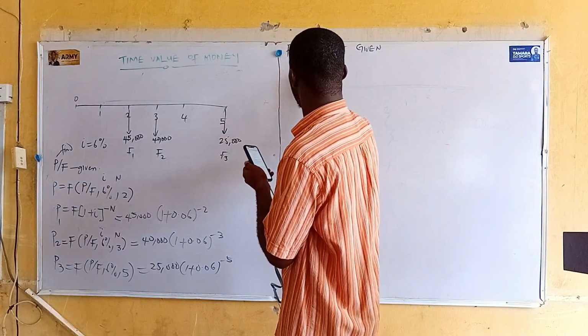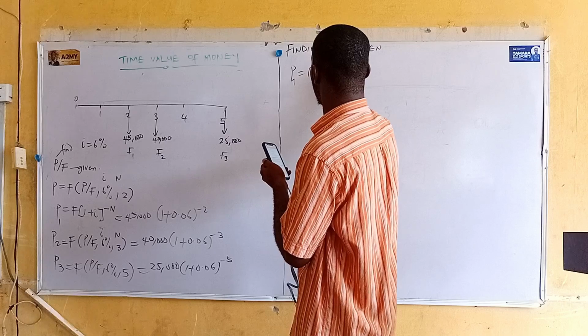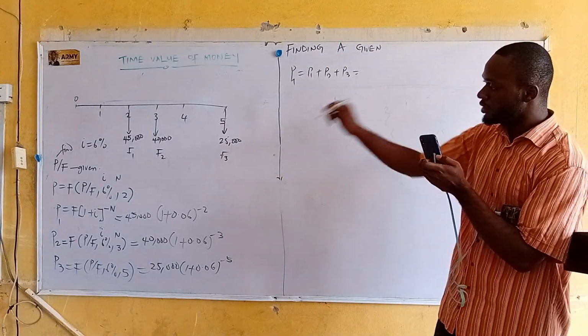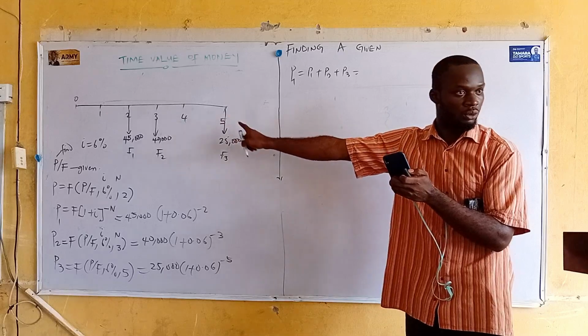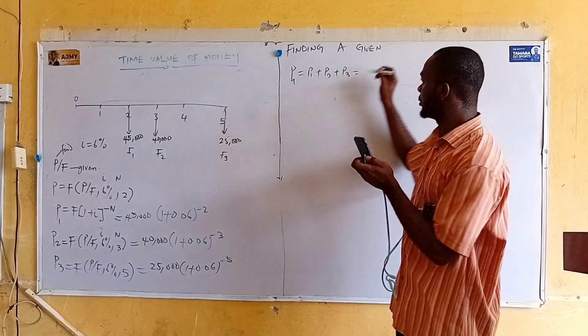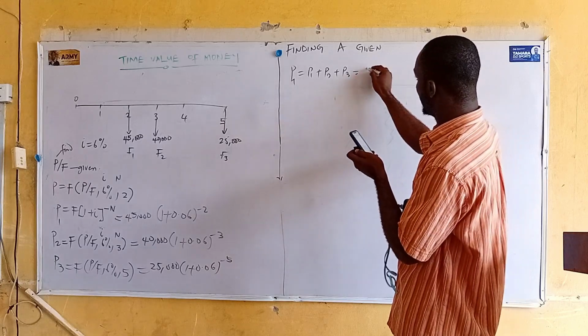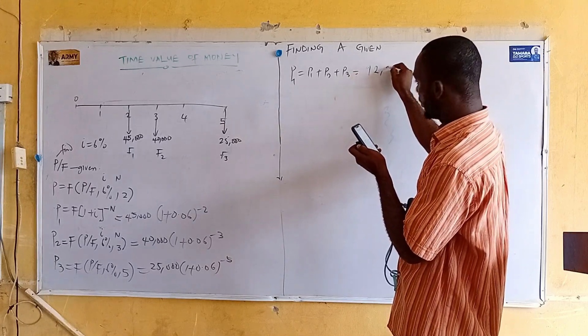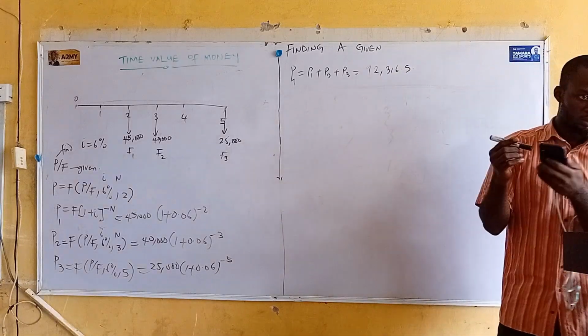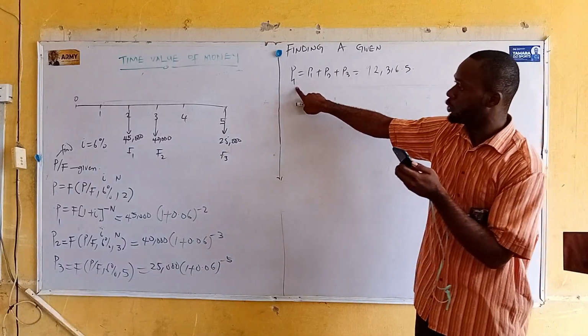So you find the P. You do P1 plus P2. You find the individual ones, then you sum everything. You can't sum them directly because they are at different time points. So you have to find them individually, then sum them. So you get 92,316.5. That is P total.